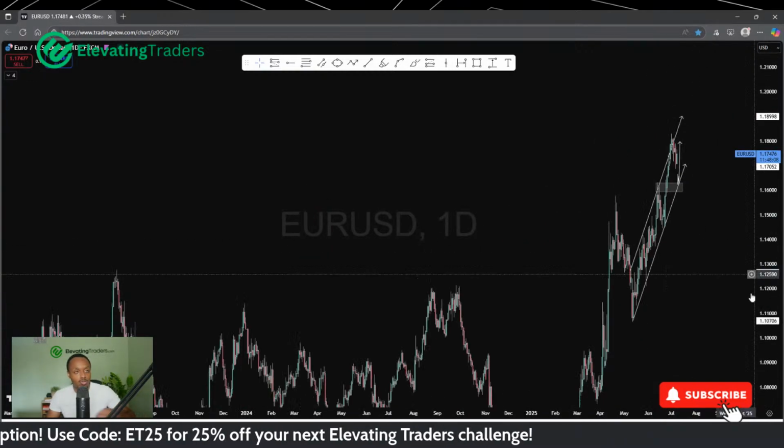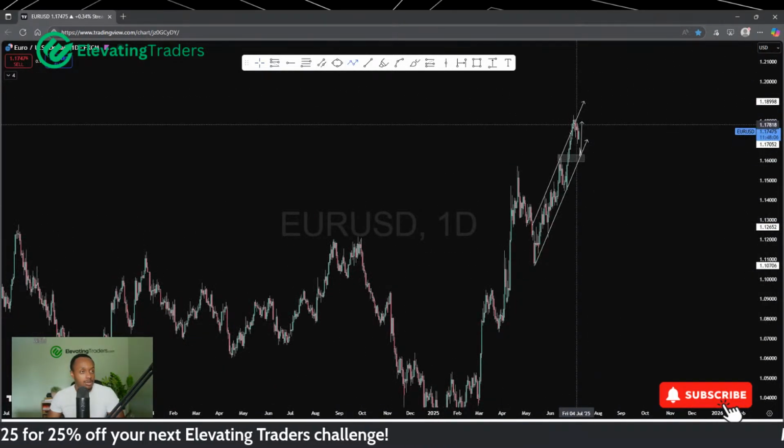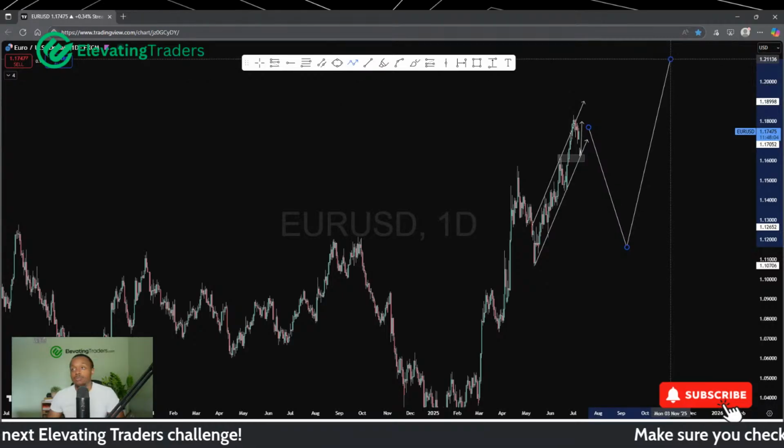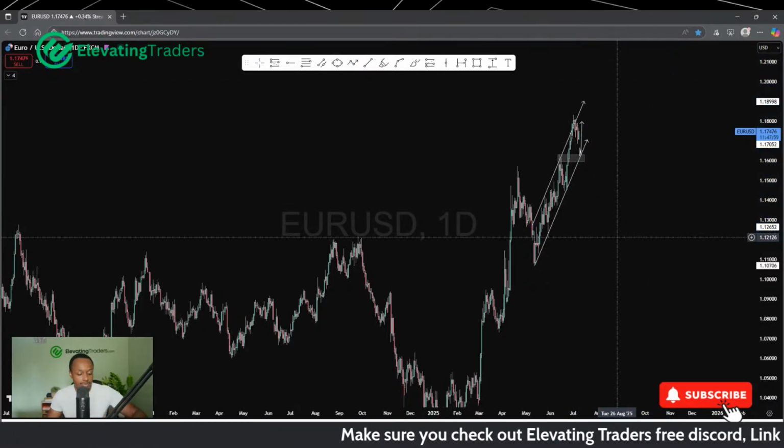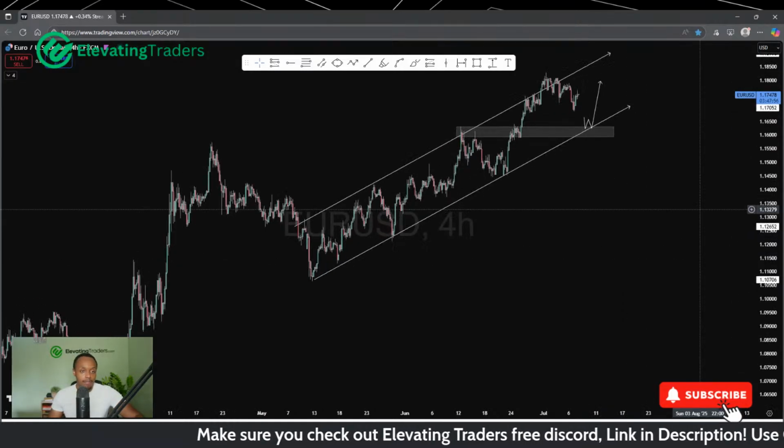Looking at the daily chart as well, I do think a bit of a dip is going to happen soon. Again, the bigger move may still be to the upside, but there might be a few days, maybe a few weeks even, of some bearish momentum coming up.